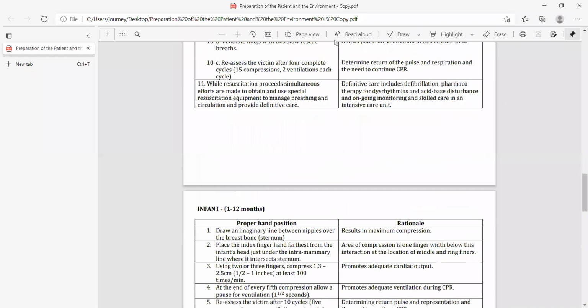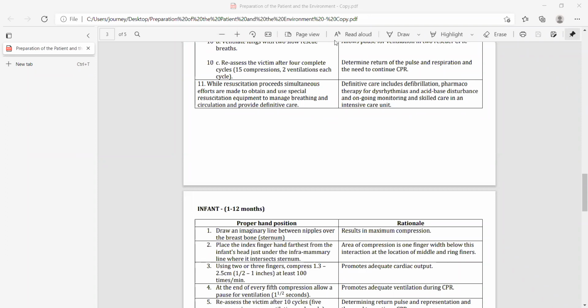Okay, next, number 11. While resuscitation process, simultaneous efforts are made to obtain and use special resuscitation equipment to manage breathing and circulation and provide definitive care. So while resuscitating, we have to proceed with this simultaneous effort, to obtain and use special resuscitation equipment to manage breathing and circulation, and we have to provide definitive care.